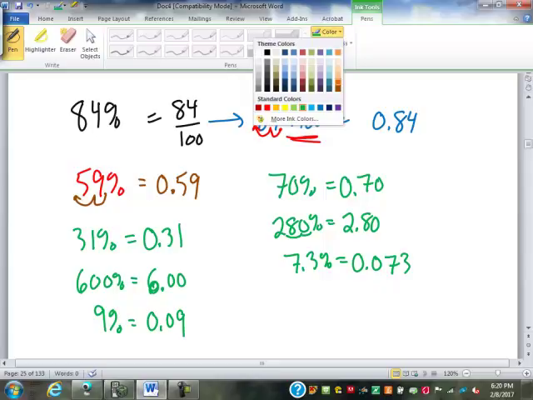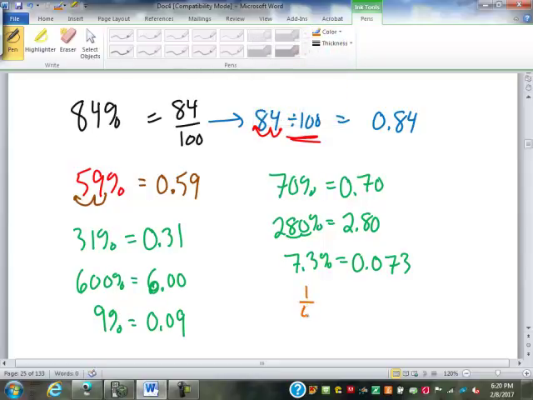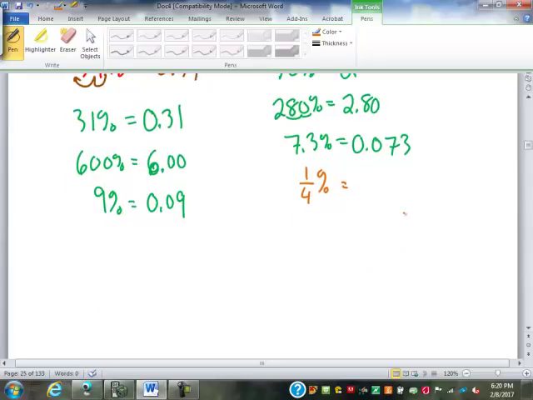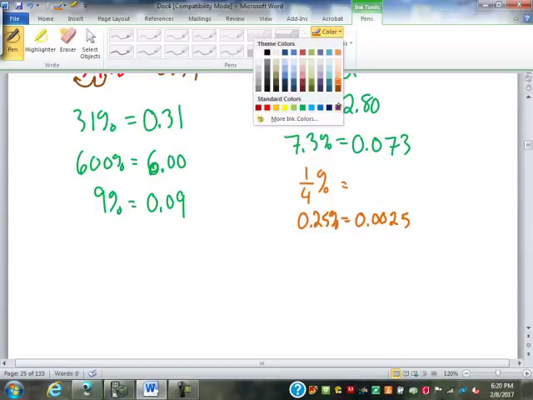Now, here's the one where I will generally catch people. 1/4% as a decimal. Careful. Keep going, you're on the right idea. 0.0025, 2 zeros. 1/4, if I change it to 0.25, that's still a percent. I haven't divided by 100 yet. 1/4 and 0.25 are the same thing. So I have to divide by 100 to move my decimal point to make it a decimal.